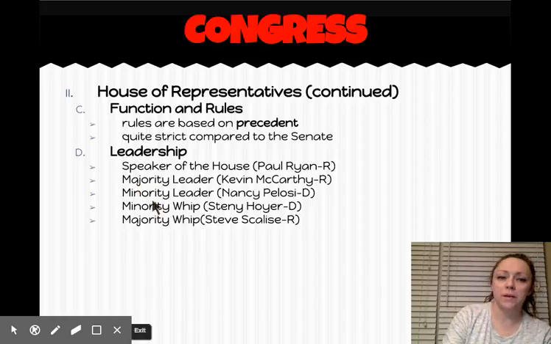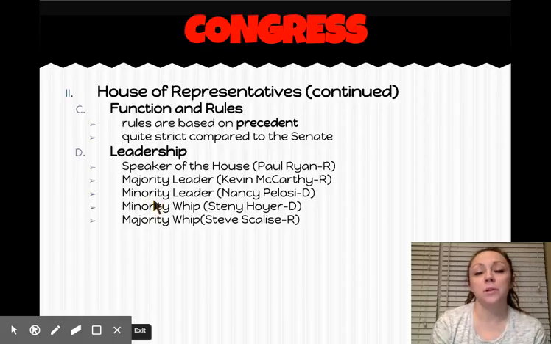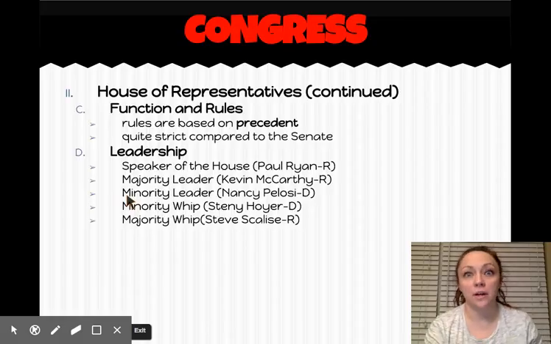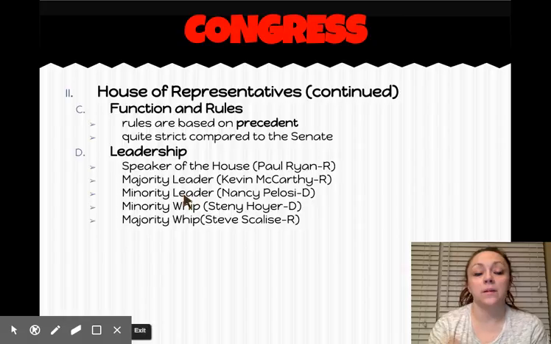We also have the minority leader, who is Nancy Pelosi. And Nancy Pelosi is a Democrat. She is the minority leader, which tells us that there are less Democrats in the House than there are Republicans. And her job as the minority leader is basically the same as the majority leader, only working for her party.